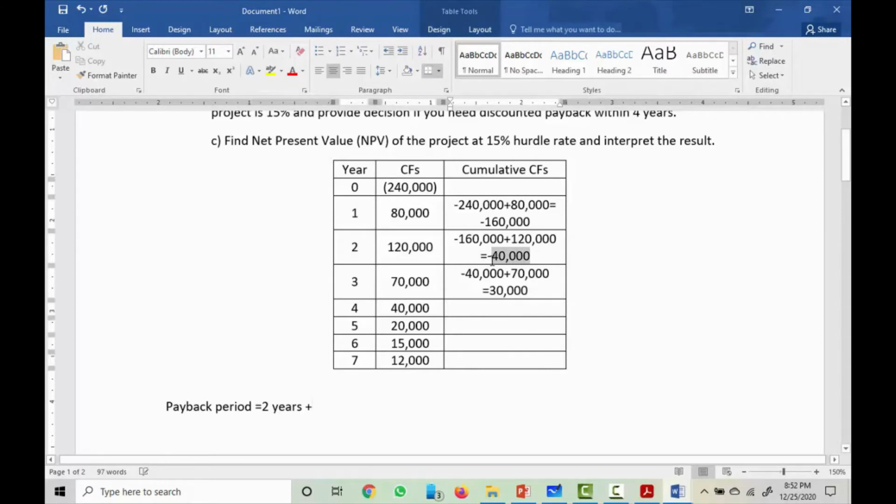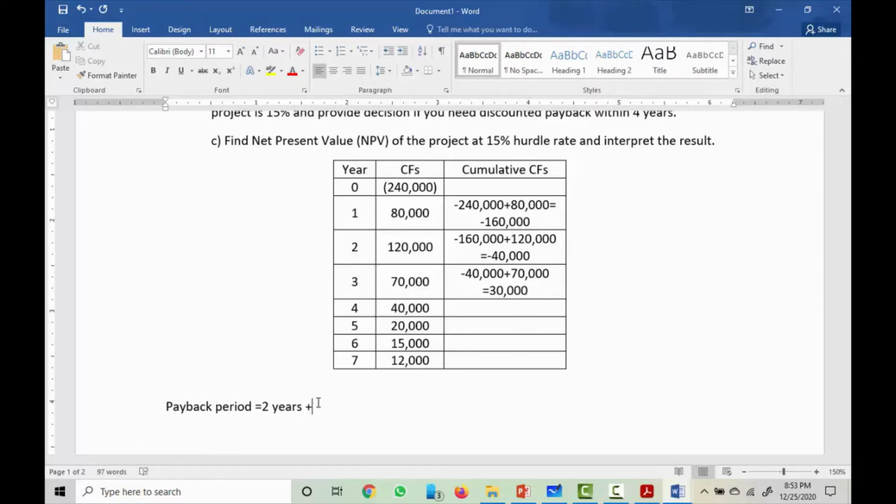So as you can see, after year 2, we still need 40,000 taka more. But in the third year, we got 70,000 taka cash flow. We don't need 70,000 taka for our payback. We only need 40,000 taka payback. So how should we calculate it?